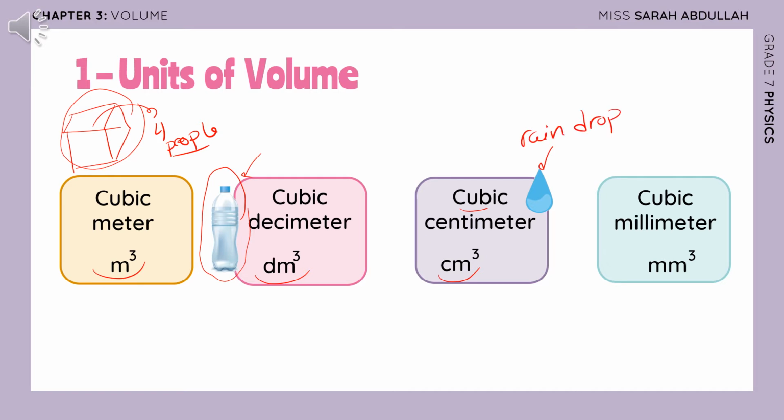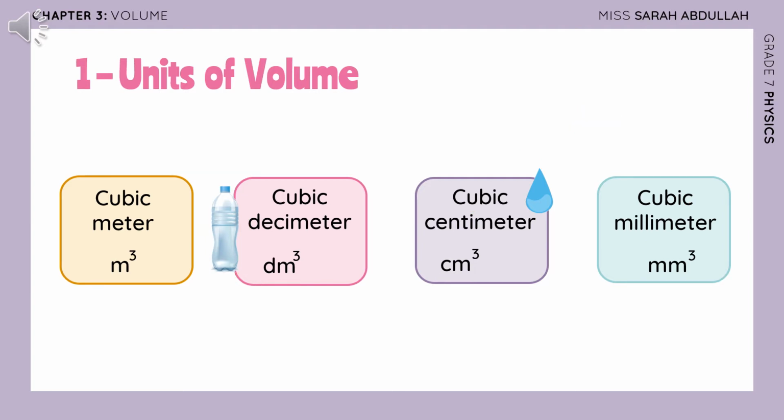So it is small, whereas a cubic millimeter is the same as the size of a little grain of rice. So this is how small that is. So yeah, now that we know how much space each unit takes, let's try to convert from one unit to the other.